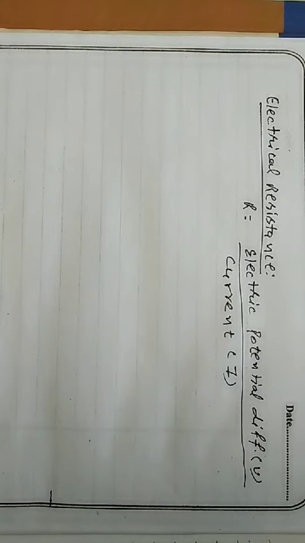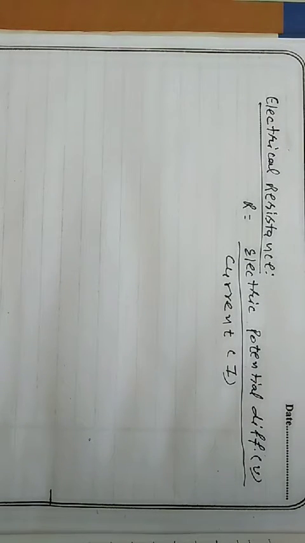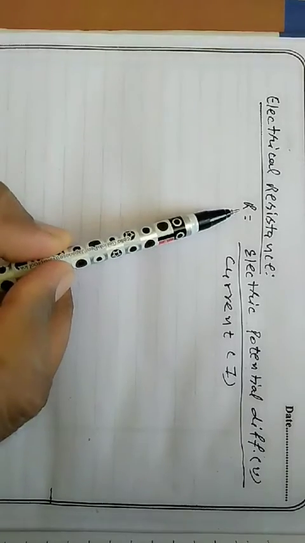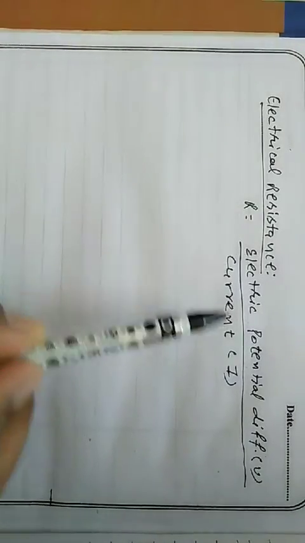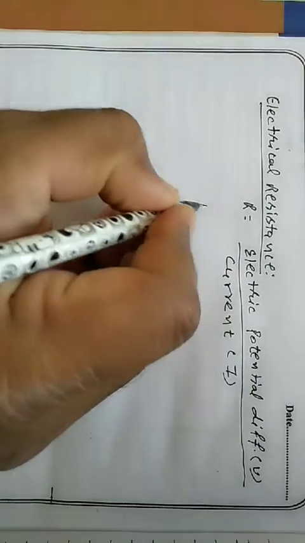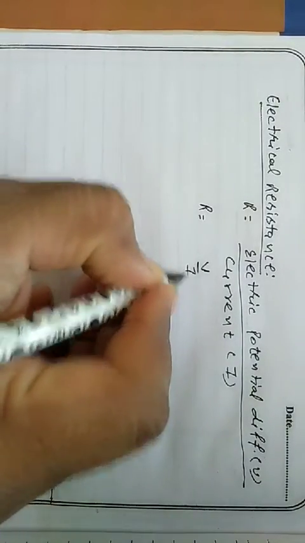Now we will start electrical resistance. The electrical resistance of a conductor is defined as the ratio of electric potential difference applied to the current flowing in a conductor. Therefore, capital R is equal to electric potential difference V upon current I, or we can say R is equal to V upon I.